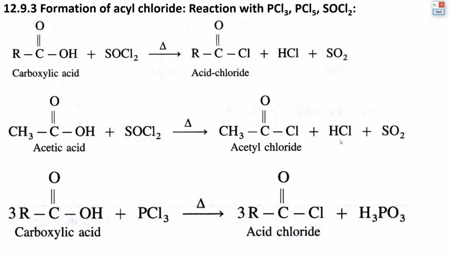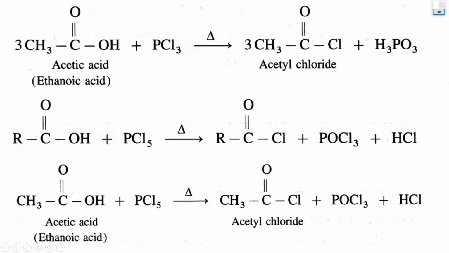Then let us discuss its example. Acetic acid, again with PCl3. Due to PCl3 we take 3 molecules of acetic acid. The IUPAC name of acetic acid is ethanoic acid. So when acetic acid is heated with PCl3, that is phosphorus trichloride, what will happen? These 3 hydrogen atoms, this 1 phosphorus atom and these 3 oxygen atoms, because the coefficient is 3, will form H3PO3. This is the minor product.